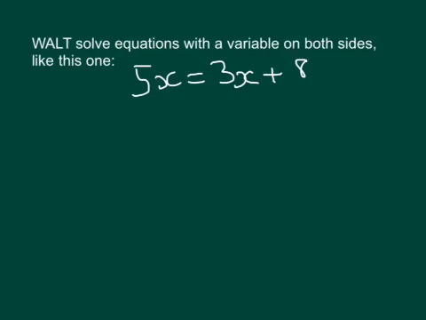This video is going to show you how to solve equations with a variable on both sides, like this one here. So notice the big difference in this one compared to the earlier ones is that I've got x's here and I've also got x's over here. To solve these we need to remember what we did in the first algebra topic with collecting up like terms.